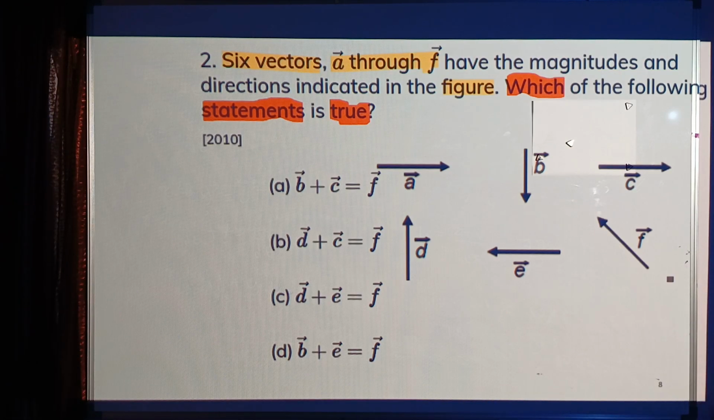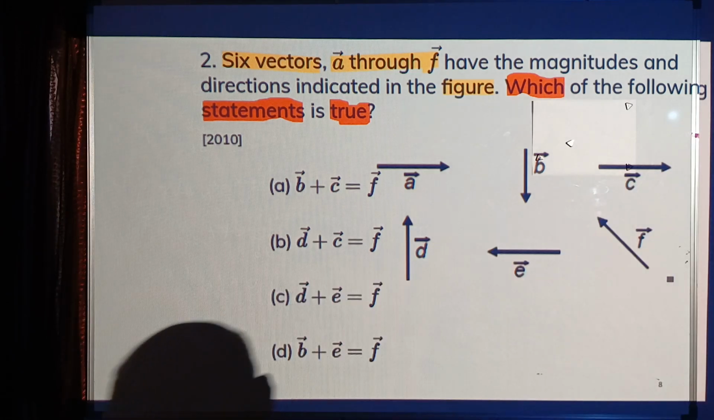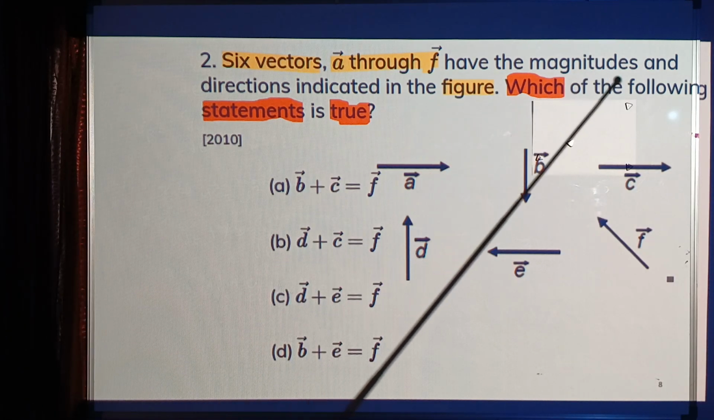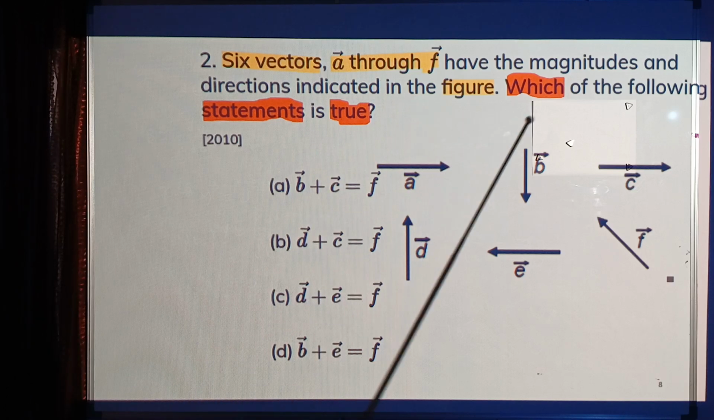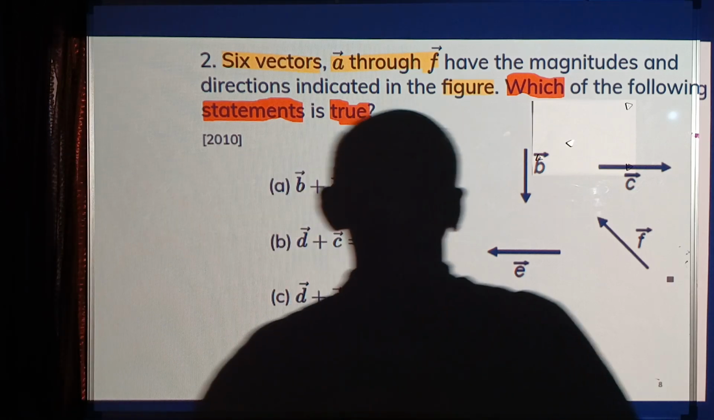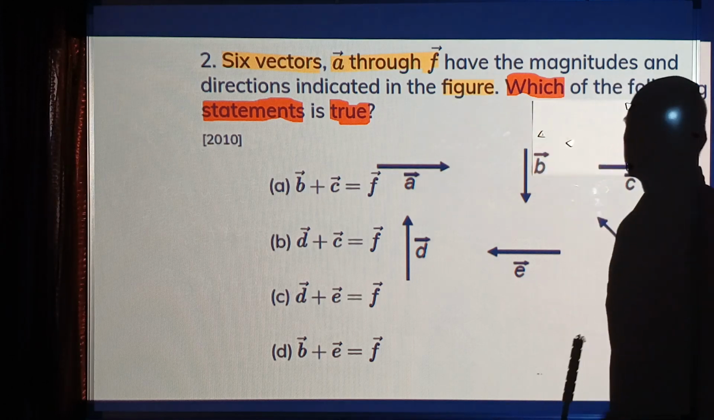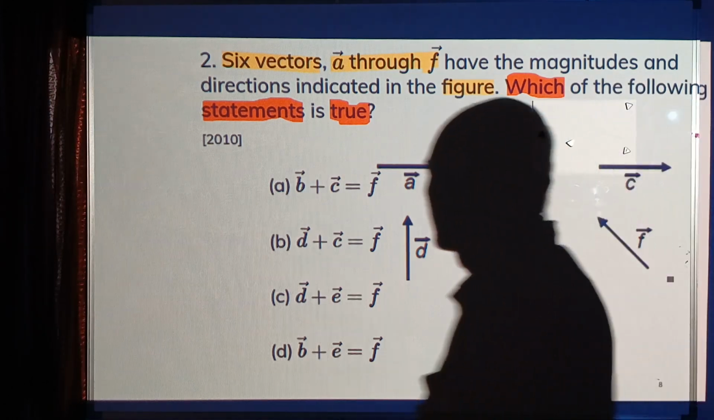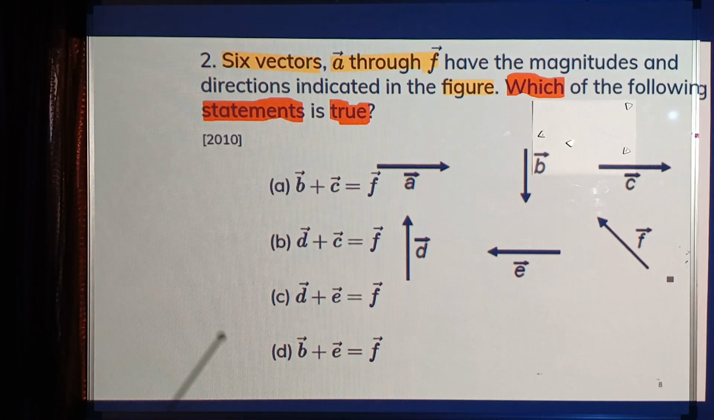This is the next question. 6 vectors A through F have magnitudes and directions indicated in the figure. Which of the following statements is true? So only one statement is true. We have to find which one is that. So right hand side are called F's. Left hand side is two vectors which will add to give F.